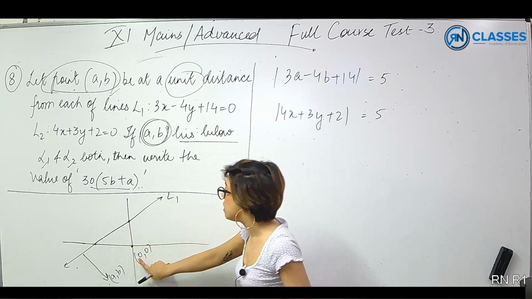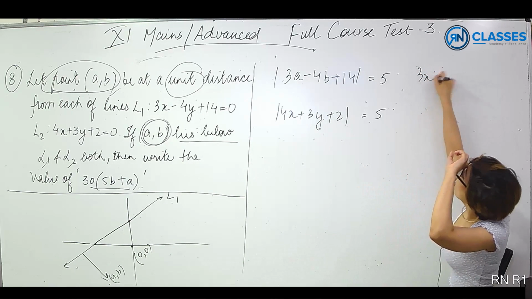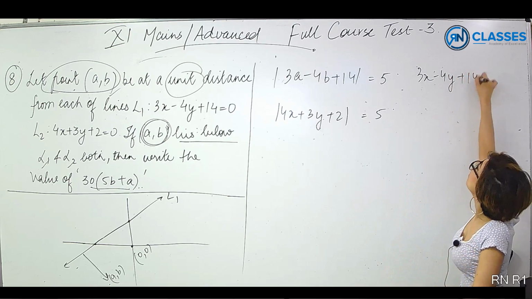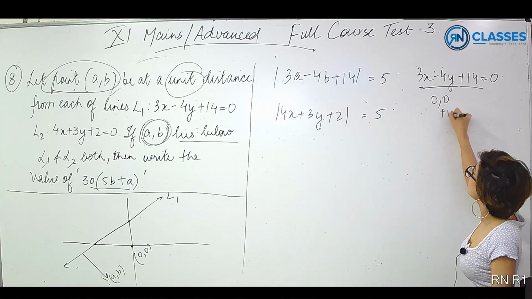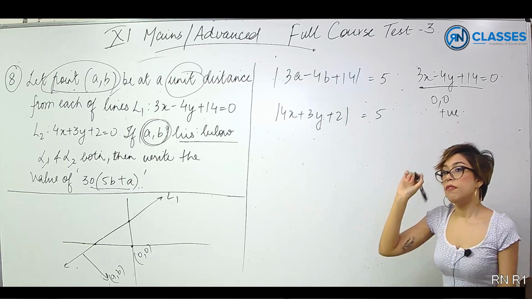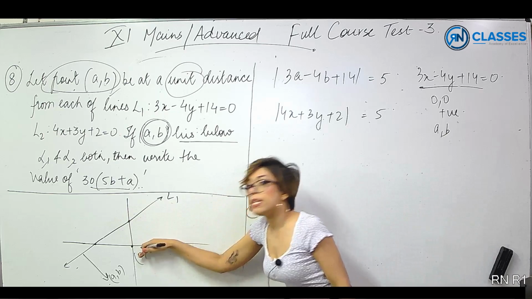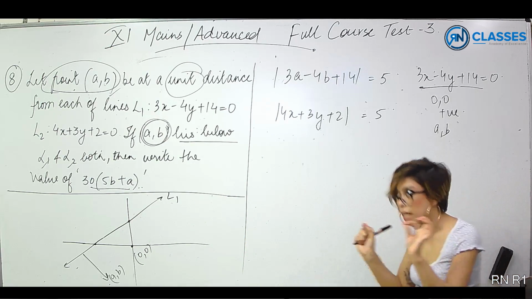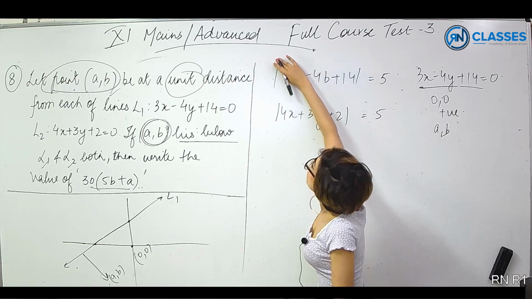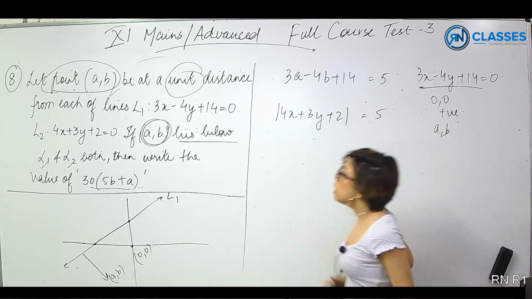So let me see what 0 comma 0 satisfies. If I have my line 3x minus 4y plus 14 equal to 0, 0 comma 0 satisfies the positive sign. Now a comma b is also on the same side, so that means it will also satisfy the positive sign. So that means this mod will open with positive. Alright. Now the next one.